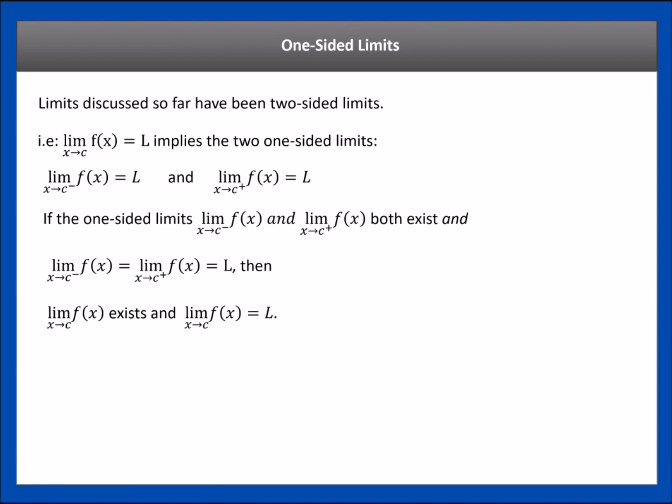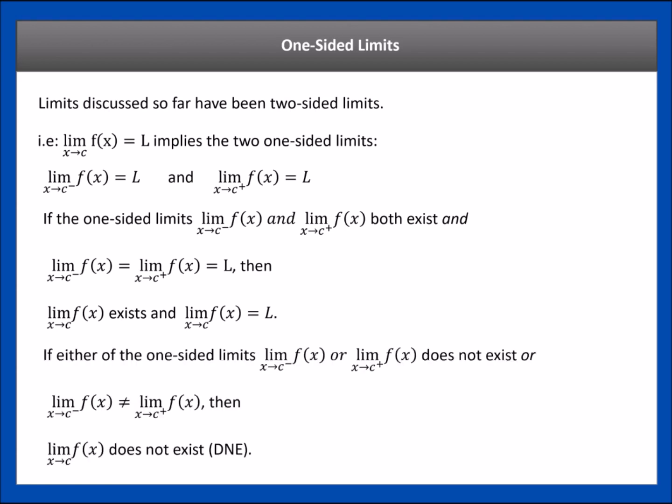So just a couple of tips, a couple of things to keep in mind. If the two one-sided limits both exist and they agree at a specific value, let's say L, then that means that the two-sided limit must exist and that limit must be equal to L. In other words, if you have two one-sided limits that are equal to the same number, then the general limit must exist and must be equal to L. On the other hand, if either of the limits does not exist, or they're not equal to each other, then the limit cannot exist. The two-sided limit cannot exist.